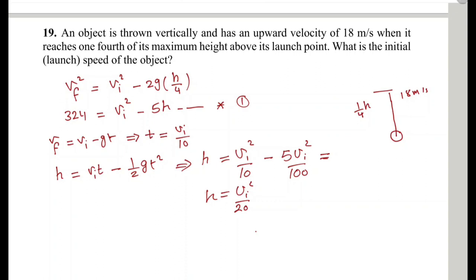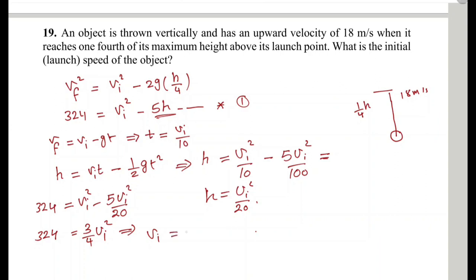Now you substitute this h back in this equation, and you will find 324 equal to v initial square minus 5 v initial square over 20, or 324 equal to 3 over 4 v initial square. In other words, the initial velocity equal to 21 meters per second.